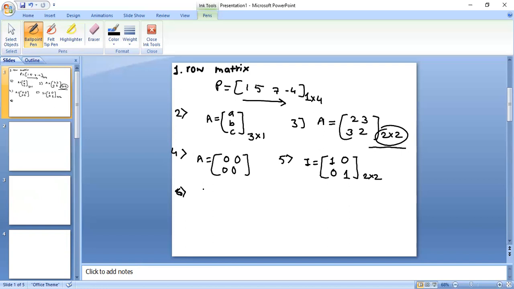So here we will take an example of the diagonal matrix. Here you can see this is also a diagonal matrix, where the diagonal elements may be 0 also. So this is also a diagonal matrix. The seventh type is the triangular matrix. There are 2 types, upper triangular and lower triangular.